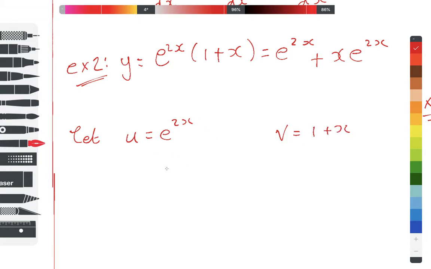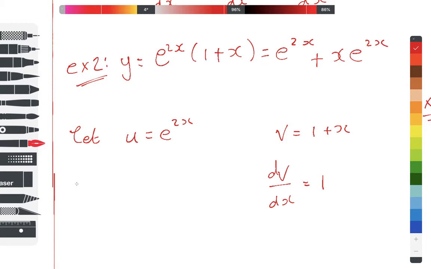Now, I suppose I'll split it into parts. You know how to do the derivative of v. I'm just going to write it as dv by dx. That's just going to be equal to 1. Now, to do the derivative of u, I'm going to go back and use the chain rule.